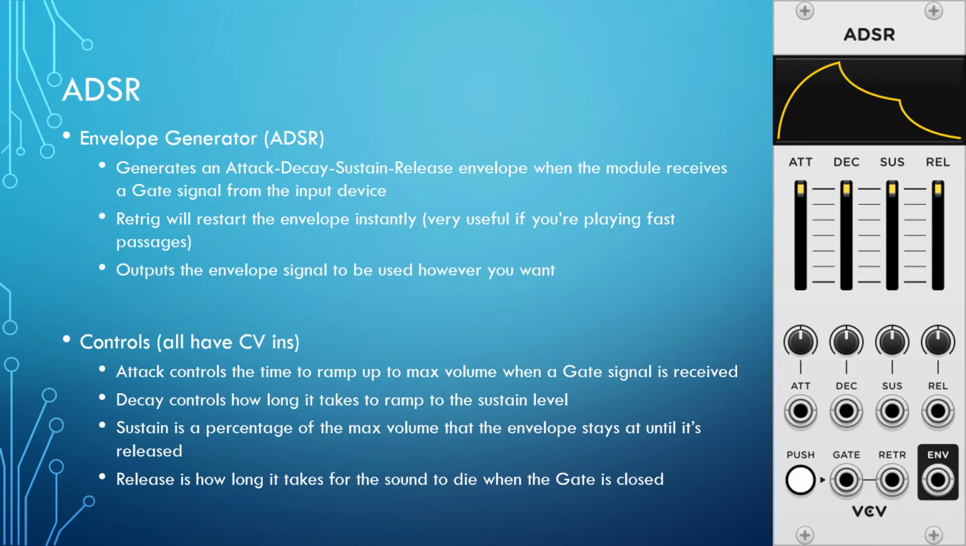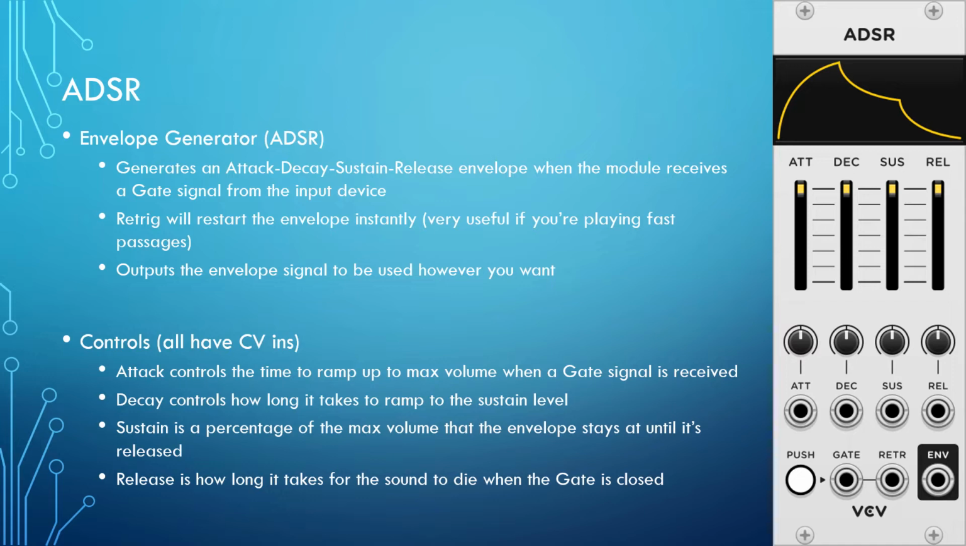So let's talk about the envelope generator. The most common type is the ADSR, which generates an attack, decay, sustain, and release envelope when the module receives a gate signal, and it sustains it at the sustain phase until the gate signal drops low, and then it goes into the release phase. Retrigger is also really useful. It will restart the envelope instantly. Again, very, very useful if you are playing fast passages. The output is the envelope signal and it can be used however you want. It can be used to modulate the voltage-controlled amplifier. It can be used to change the frequency of a note. There's a lot of possibilities.